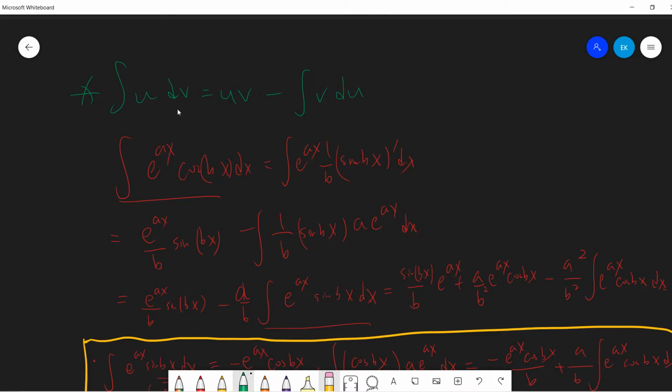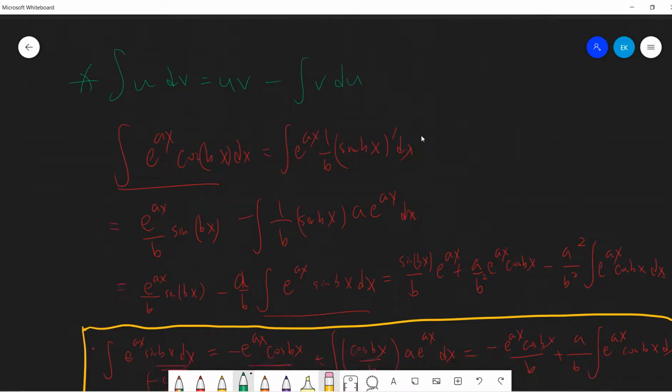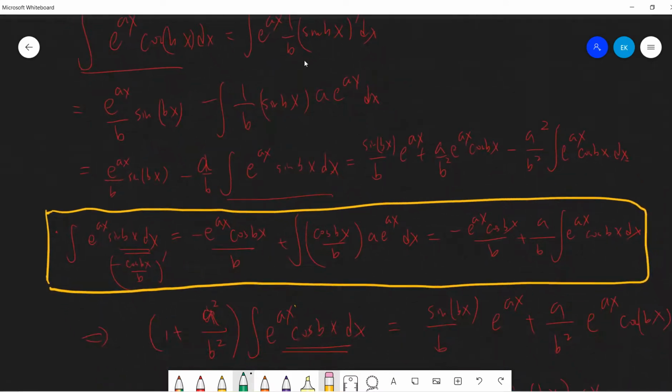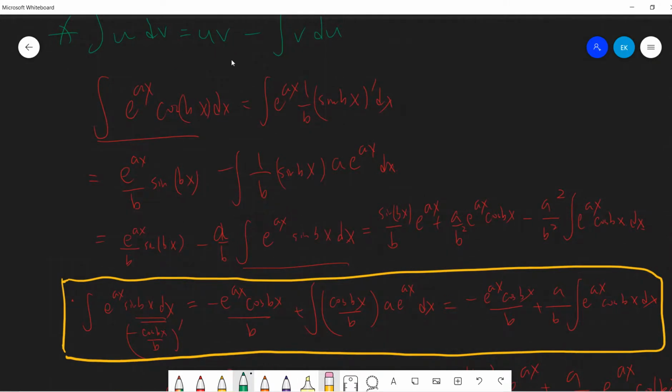So the integral of u dv equals uv minus the integral of v du, right? This is the standard integration by parts. One can write cosine bx dx as the derivative of 1 over b sine bx, and then we use this formula. So we get exponential ax, and v is just 1 over b sine bx, and minus the same thing.